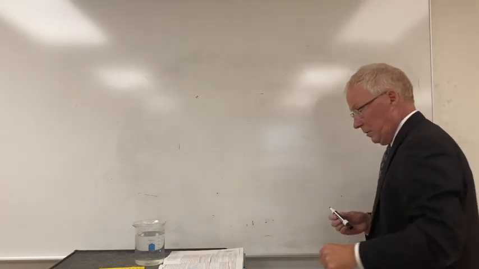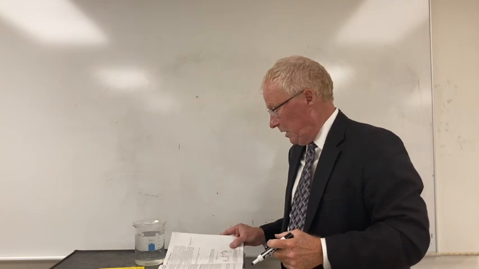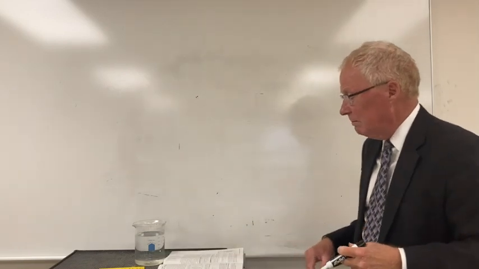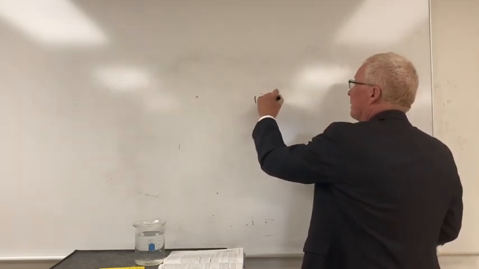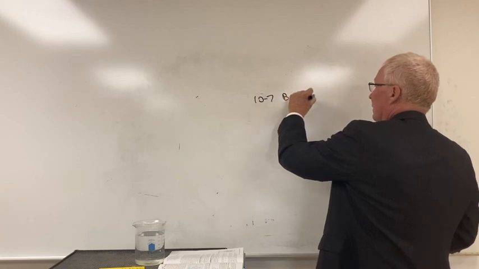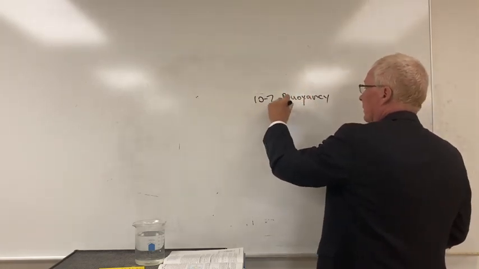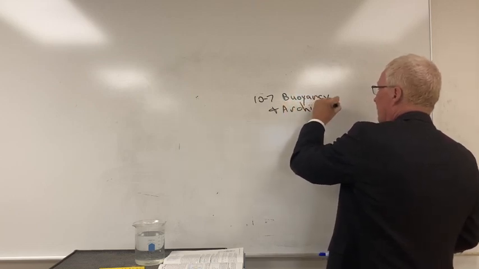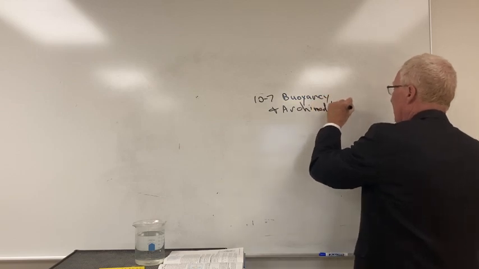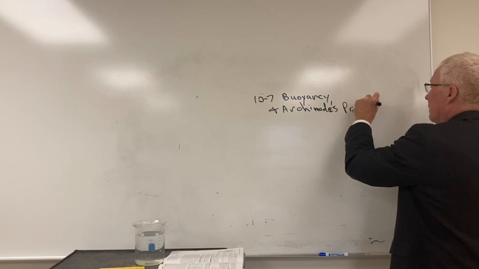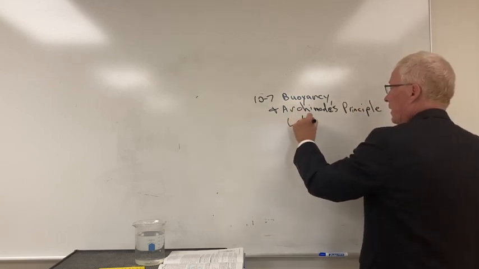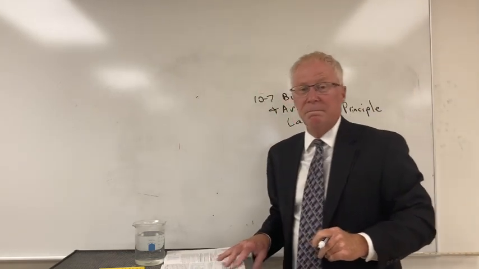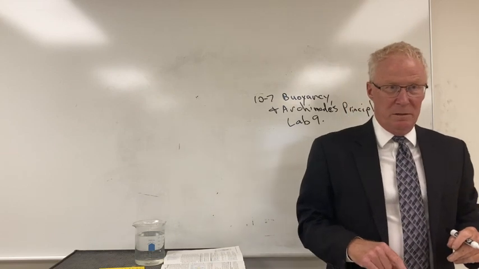Okay, so what we have here. So we're skipping section 10.6 on gauges. This is section 10.7 on buoyancy and Archimedes Principle. And this is also the basis of lab 9, which you'll see a lot of. So, what have we got here?